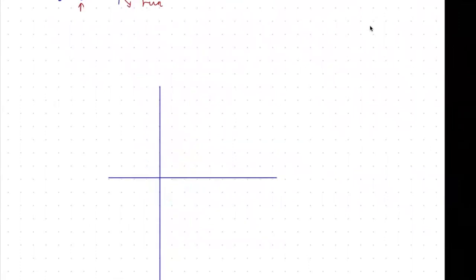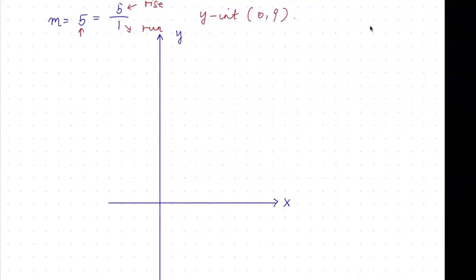You need a bigger space. Okay, let me try this. Let's hope this is enough. So this is the x-axis and this is the y-axis, right? First step, let's plot this point in the coordinate plane. So we have (0, 9), that's our y-intercept. The x-coordinate is 0, so we don't move on the x-axis. So we go up 1, 2, 3, 4, 5, 6, 7, 8, 9.